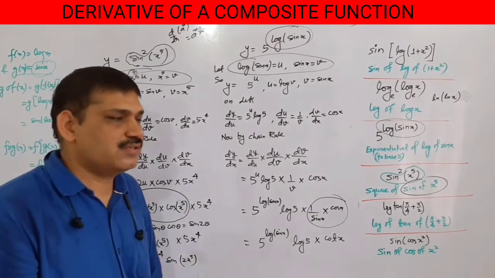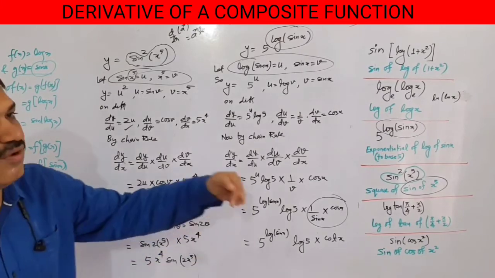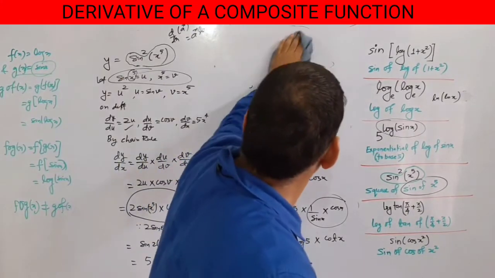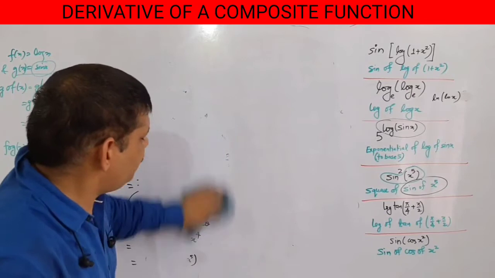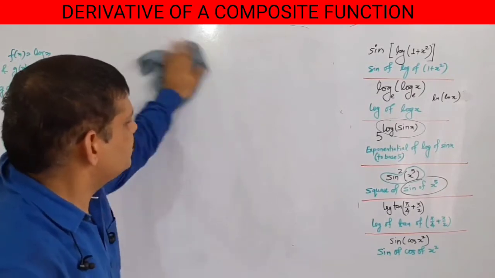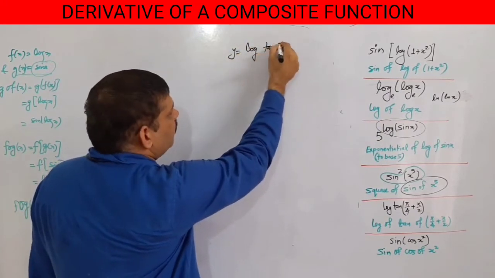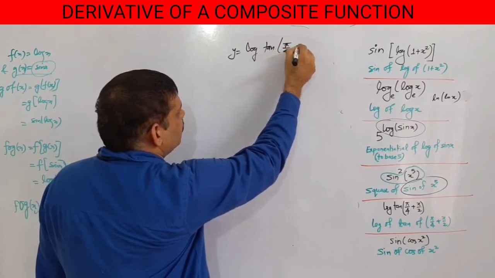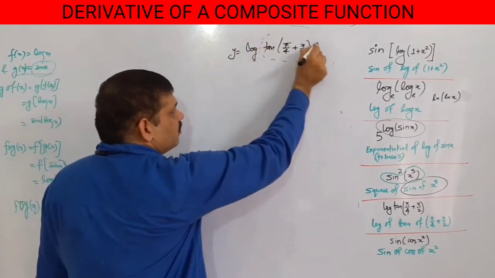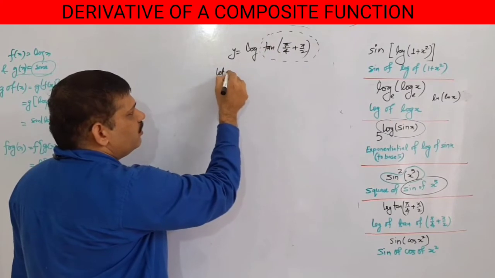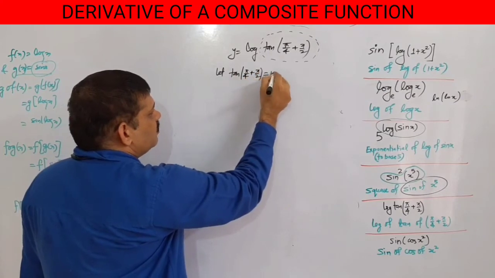Let's take the remaining examples. Here log of tan of pi by 4 plus x by 2, and sine of cos of x square. Now the next is log of tan of pi by 4 plus x by 2. So y is log of tan of pi by 4 plus x by 2. Now it is treated as log of some variable. So this will be treated as u. Let tan of pi by 4 plus x by 2 be u.